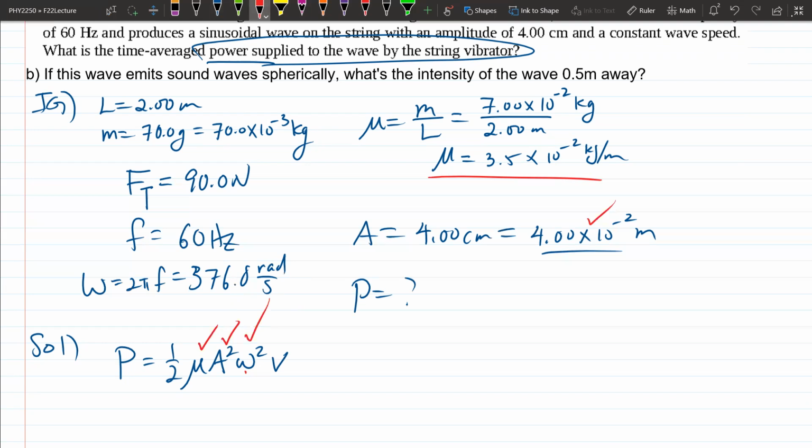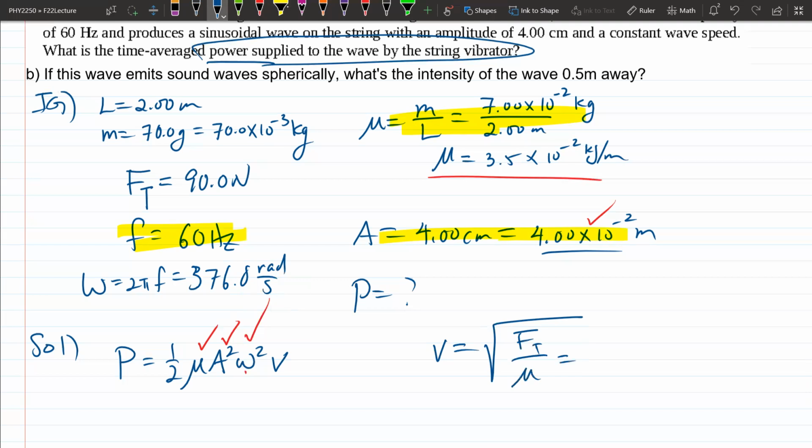How about the speed of the wave? How do we figure out the speed of the wave? That's the more complicated one. We used this variable already, and this one, and this one. What else is not used so far? Anyone have an idea? The tension, right? How's the tension related to the speed of the wave? The square root thing, right? It's the tension divided by the mass density.